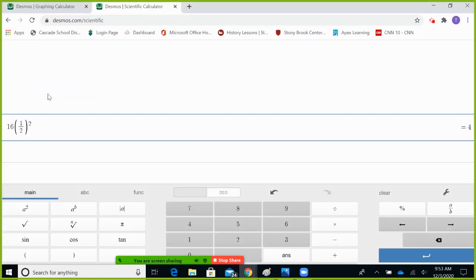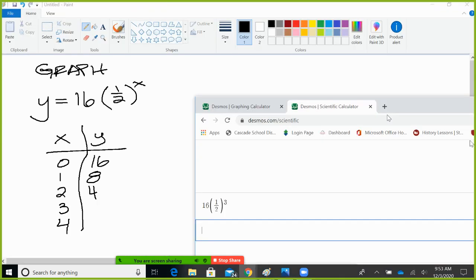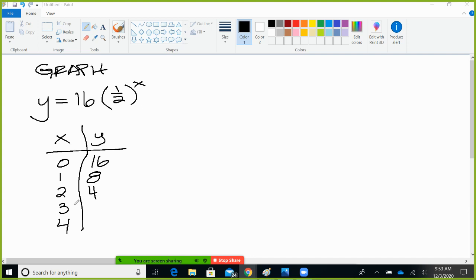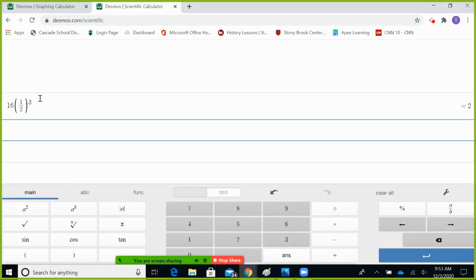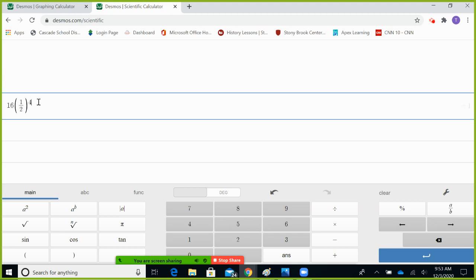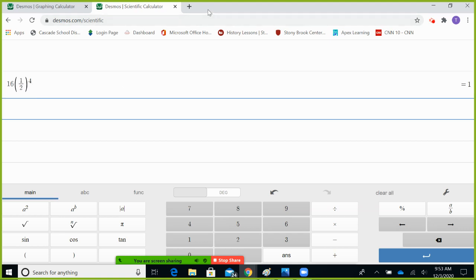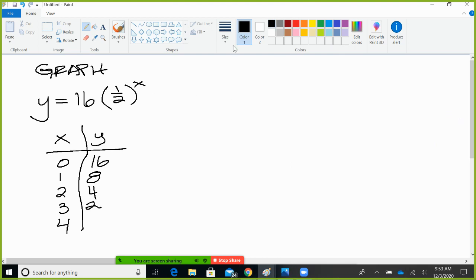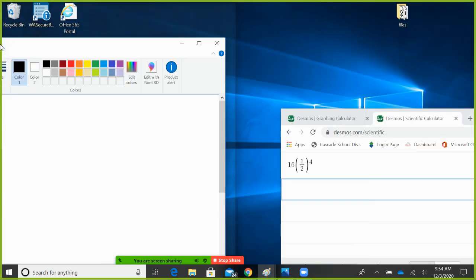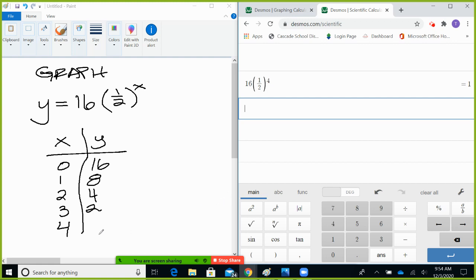And then I got 3. 3, I get 2. And then 4, I get 1. So for 4, I get 1. So there's my graph, and I use my scientific calculator to get that graph.